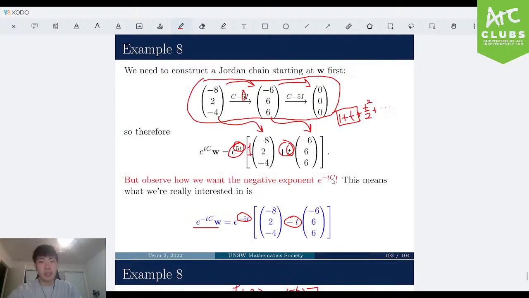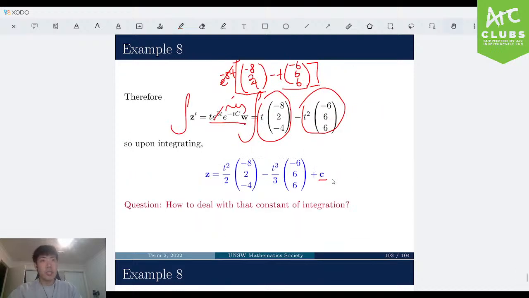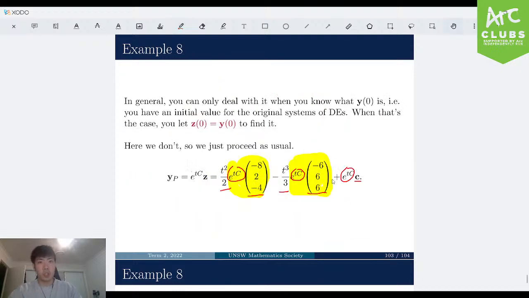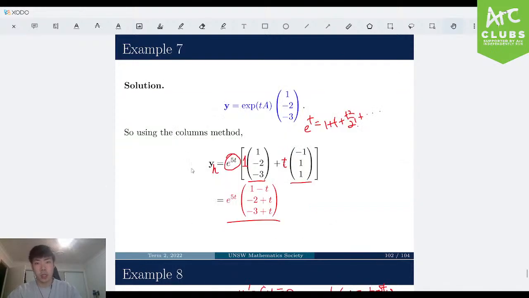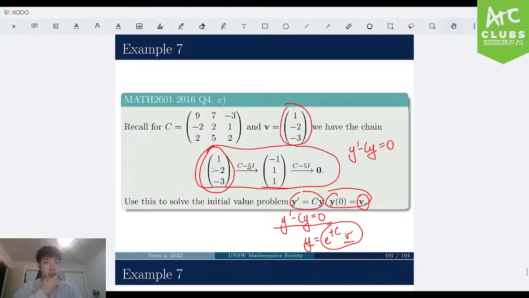But yes, I understand what you mean by it's not really a particular solution because we don't know what the c is, but there is still a difference between what we're doing here and when we calculated the homogeneous solution here. Does that answer your question?